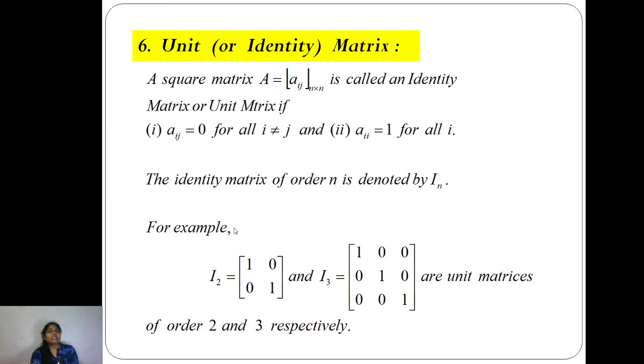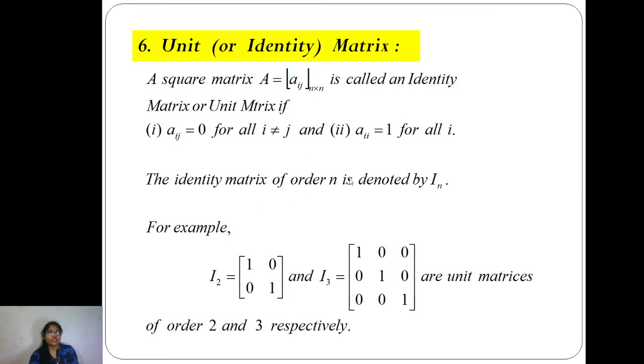Unit or identity matrix, very important. A square matrix capital A equals to Aij n by n is called an identity matrix or unit matrix if Aij equals to 0, i not equals to j, and Aii equals to 1 for all i equals to j. For i equals to j, Aii equals to 1, and for i not equals to j, Aij equals to 0.